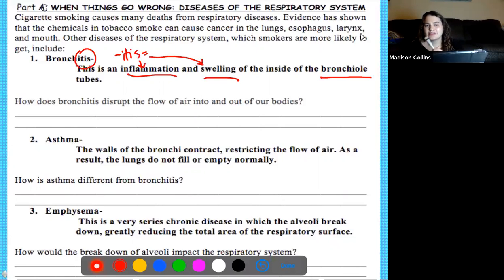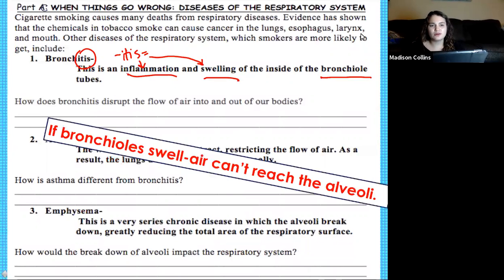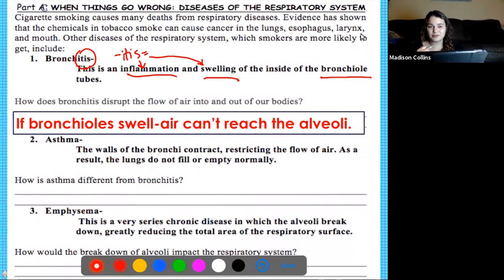So how does bronchitis disrupt the flow of air in and out of our bodies? I want you guys to answer that question on your own, then press play to check your answer. So how does bronchitis disrupt the flow? Well, if the bronchioles swell up, air can't reach the alveoli. Remember, if you look back at your diagram we saw earlier, those bronchioles connect directly to the alveoli, which is where gas exchange occurs. But if air can't fit through those bronchioles, it can't reach the alveoli, and gas exchange is going to be hindered.